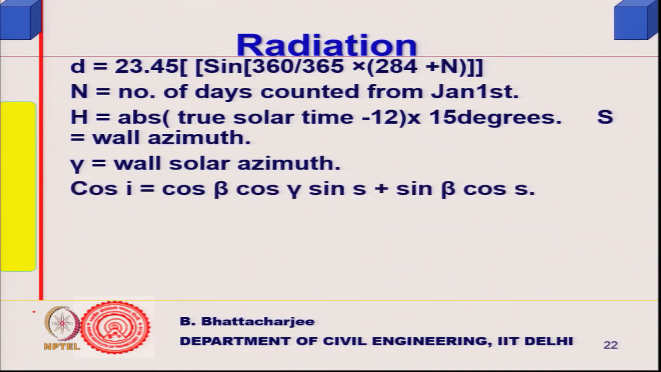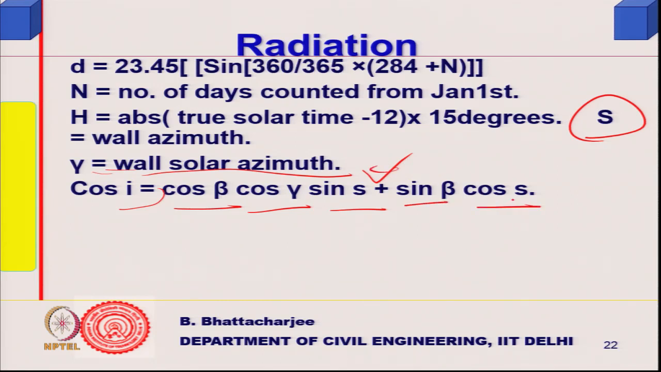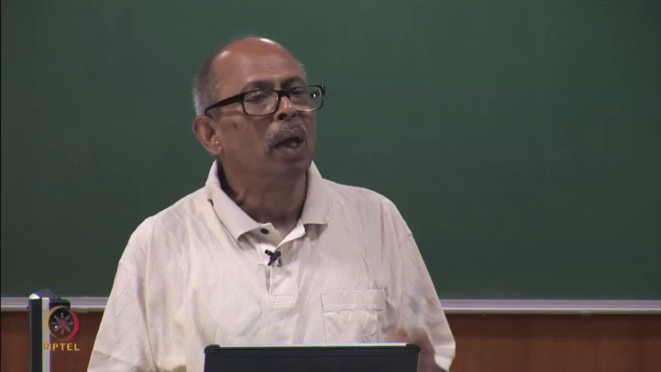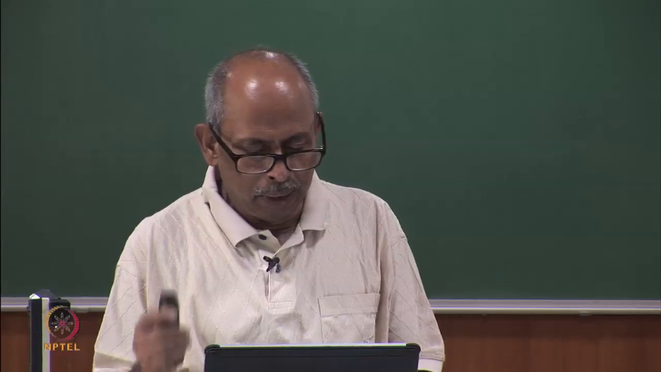Gamma is so actually incident angle can be written in this formula, but I will go a little bit deeper into this just for the sake of understanding. Supposing S is my wall solar azimuth, or it should be gamma, wall solar azimuth, then incident angle is given by cos beta, cos gamma, sin tilt angle, plus sin beta, cos tilt angle. So, incident angle is a function of altitude angle, wall solar azimuth, etc. We will derive them actually.